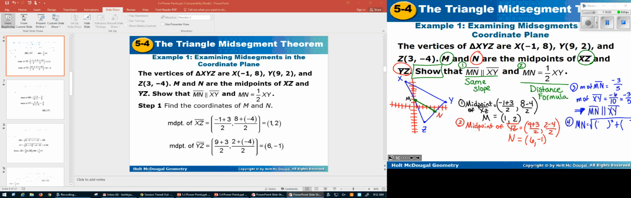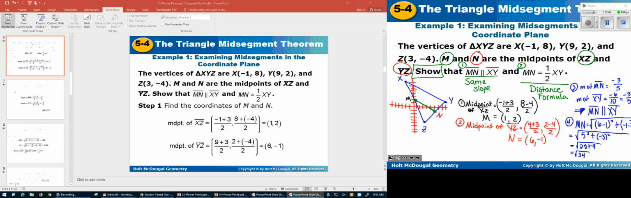So that's going to give me 6 minus 1 squared, and then -1 minus 2 squared. I did X minus X, Y minus Y. I'm going to simplify that. That's going to give me 5 squared plus negative 3 squared. Simplifying that gives me 25 plus 9, which is the square root of 34. And I know I did that really quickly, but we should be okay with distance formula, right?